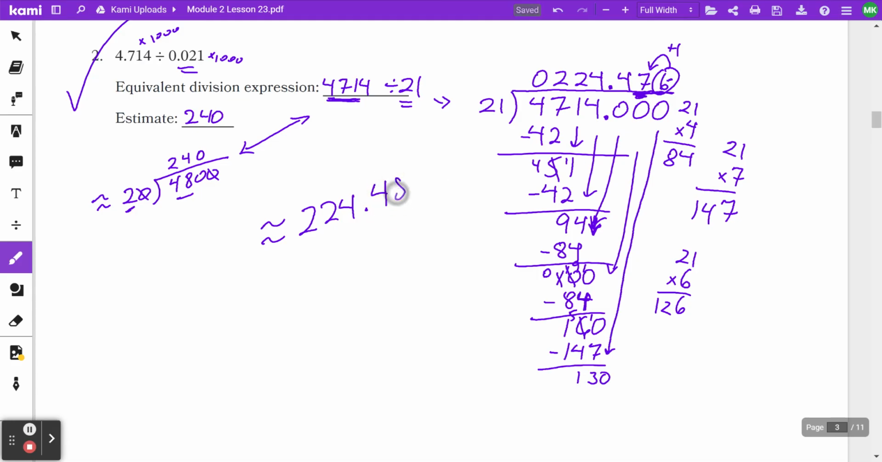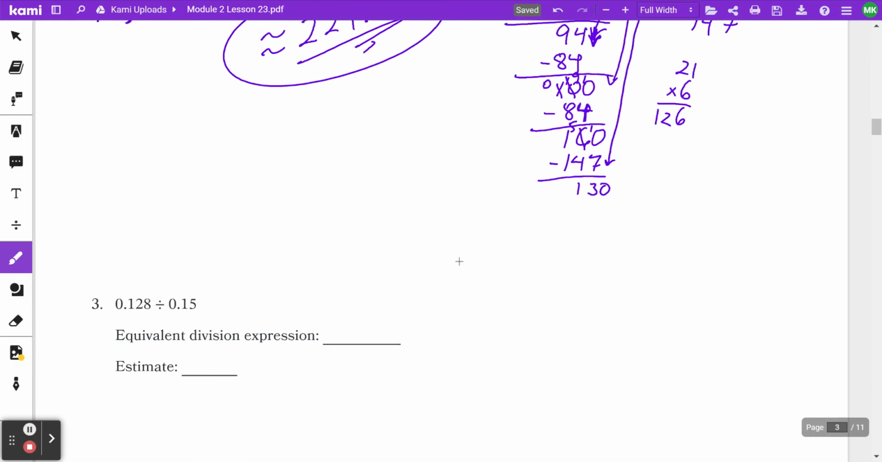Okay, so 224.4 and add 1, right? So 8. There it is. Oh, wait. Oh, 478. Forgot that other digit. 4, 7. Oh, what am I doing? No, 4, 8. I was right. 4, 8. And there it is. Okay, so that's the deal with that guy. All right. Hope you enjoyed that.